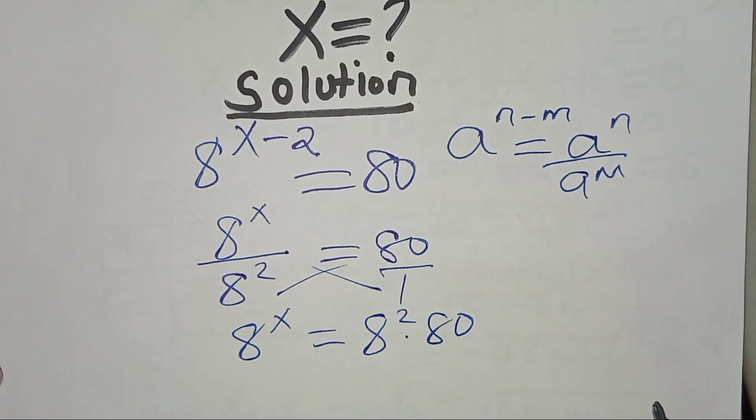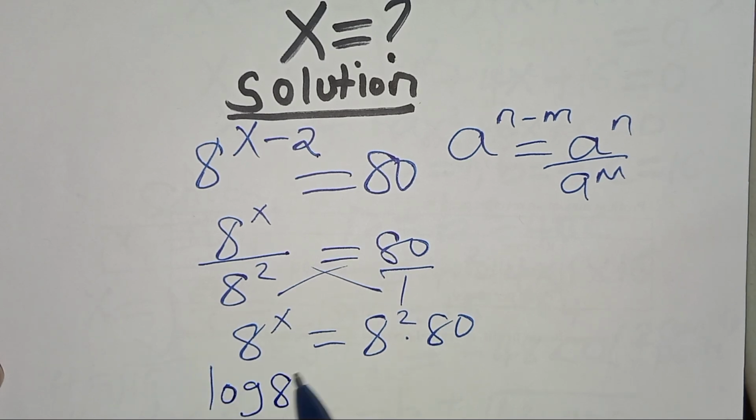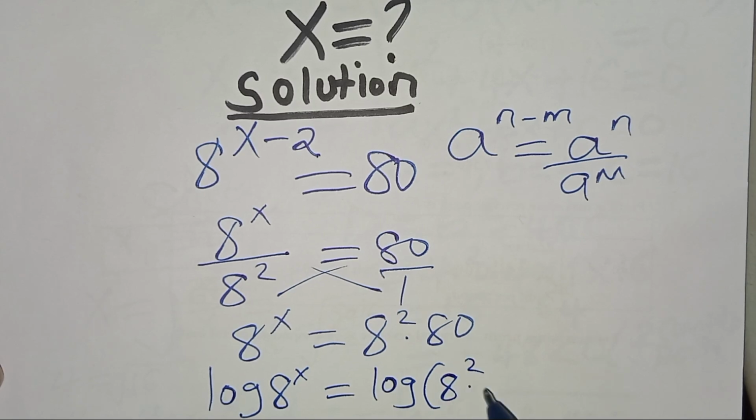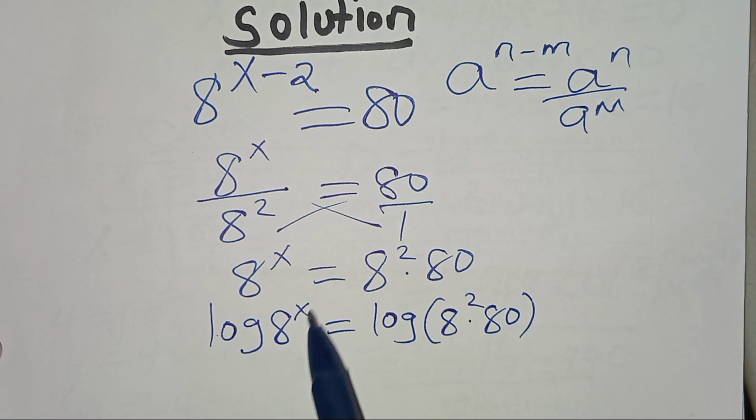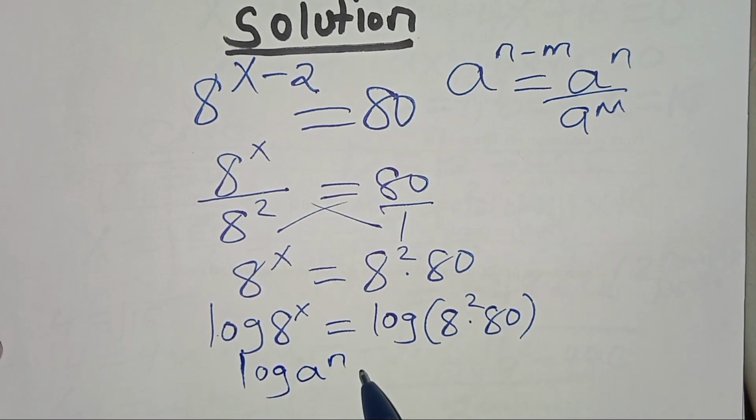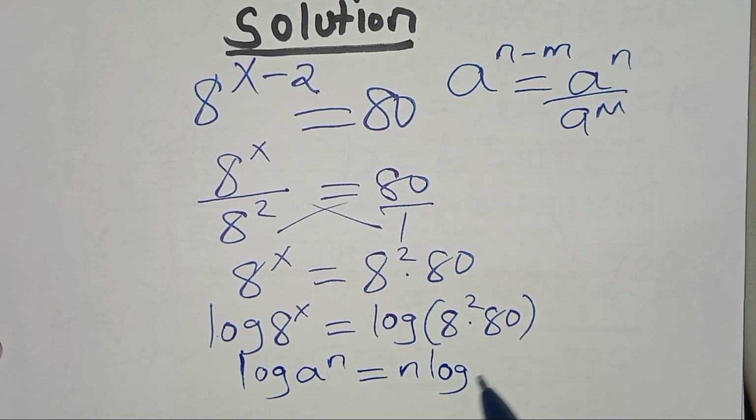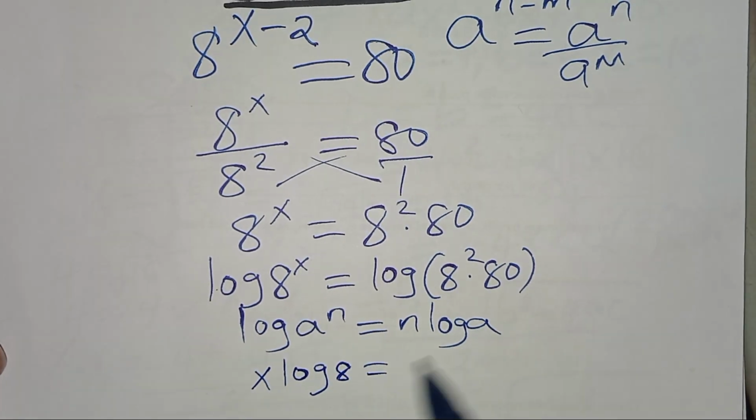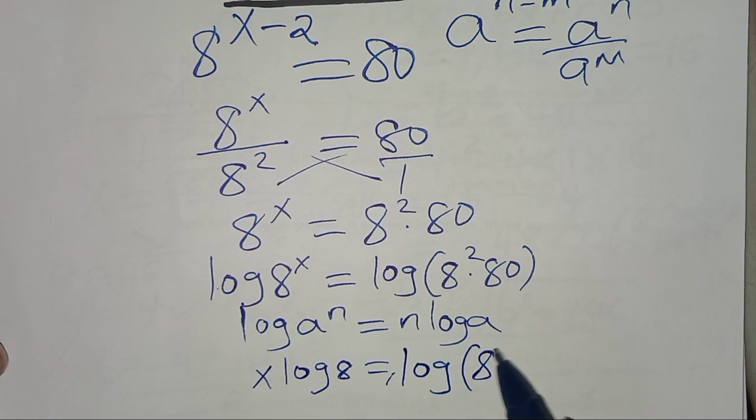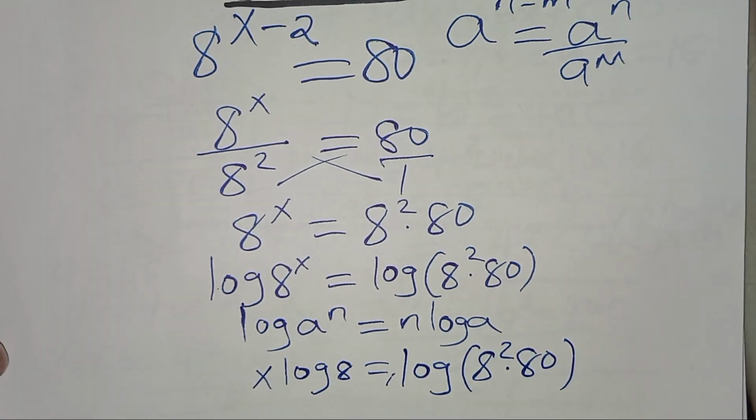Now, for the value of x, we introduce the natural logarithm on both sides so that we'll have log 8 to power x equal to log 8 to power 2 multiplied by 80. Now, log 8 to power x is in the form of log a to power n, which you can express as n log a. This is the power rule property of logarithm. So log 8 to power x becomes x log 8, equal to log 8 to power 2 multiplied by 80.